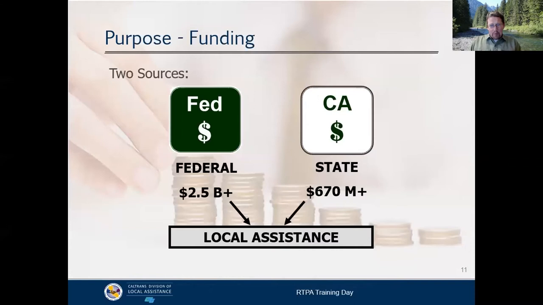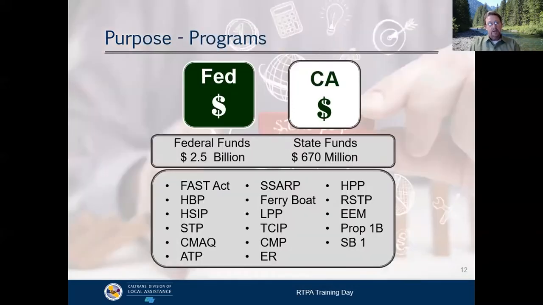Because it's really kind of important. We have, this is crazy, over $3 billion with a B of funds that flows through this division. Over $2.5 billion worth of federal funding, over $600 million worth of state funding that all come through the division and are divvied into a wide variety of program areas for us to administer.